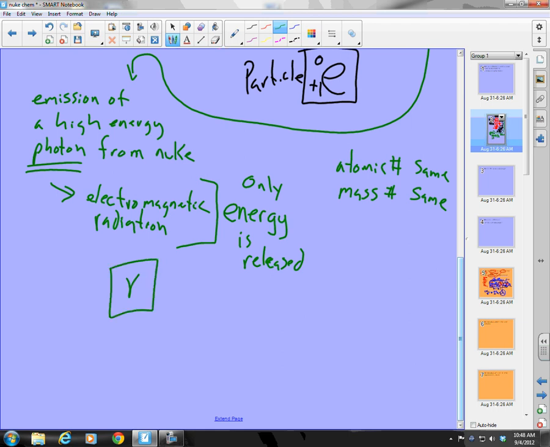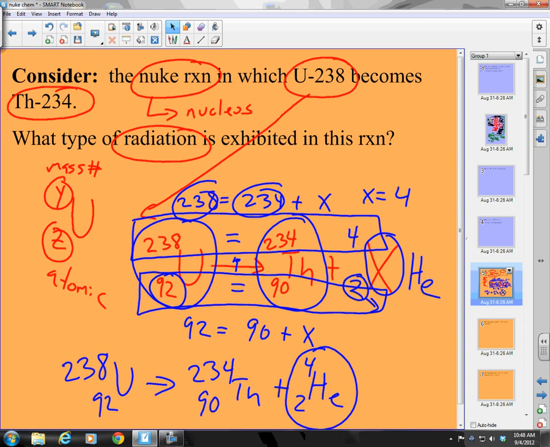That's my gamma. I said particle, but there's really no such thing as a gamma particle. It's a gamma ray, right? So this is my ray, which is emitted from my nucleus. All right? Good. So I think we have the 4 types of radiation, and we can come back and answer our first question. What type of radiation is exhibited in this reaction?